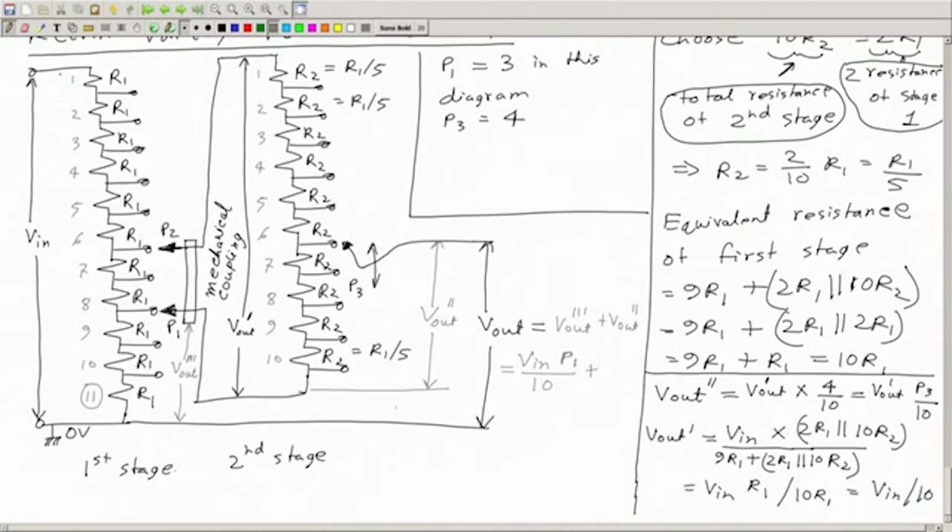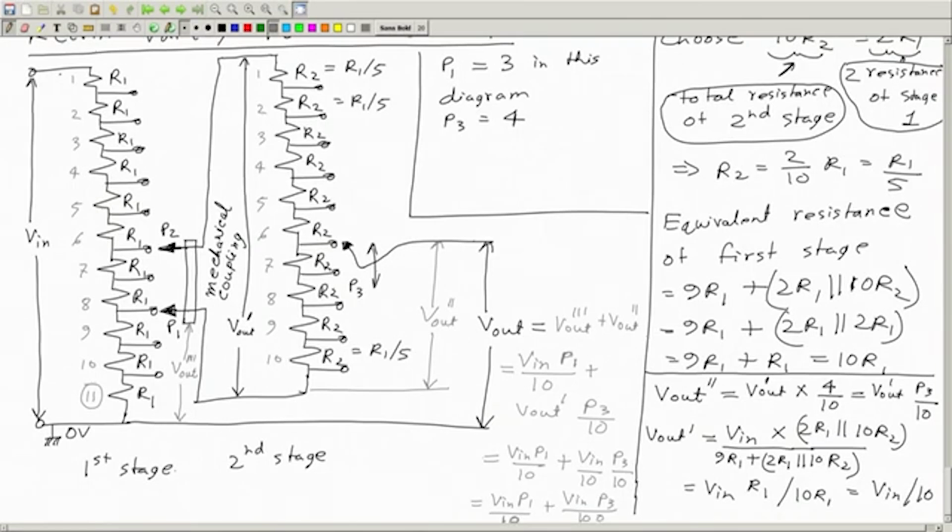and plus this we have already seen, V out double prime is here. So let's write it: V out prime multiplied by P3 divided by 10. So this will be equal to V in P1 by 10 plus, in place of V out prime, let's use this equation, V out prime is V in by 10. So V in by 10 multiplied by P3 by 10. So this is V in P1 by 10 plus V in P3 by 100.